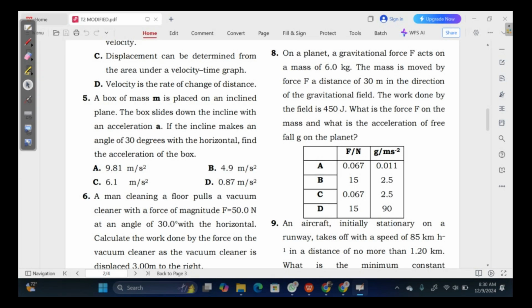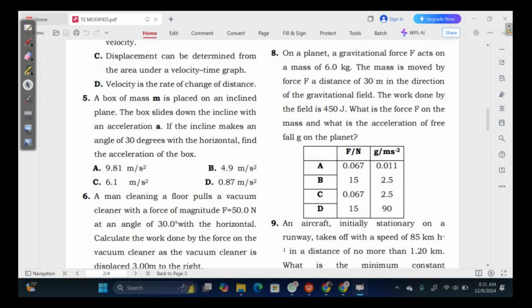Okay, so we continue from where we ended. Now we are going to question 8, which says: on a planet, the gravitational force F acts on a mass of 6 kg. The mass is moved by the force F a distance of 30 meters in the direction of the gravitational field. The work done by the field is 450 joules. What is the force F on the mass, and what is the acceleration of free fall g on the planet?